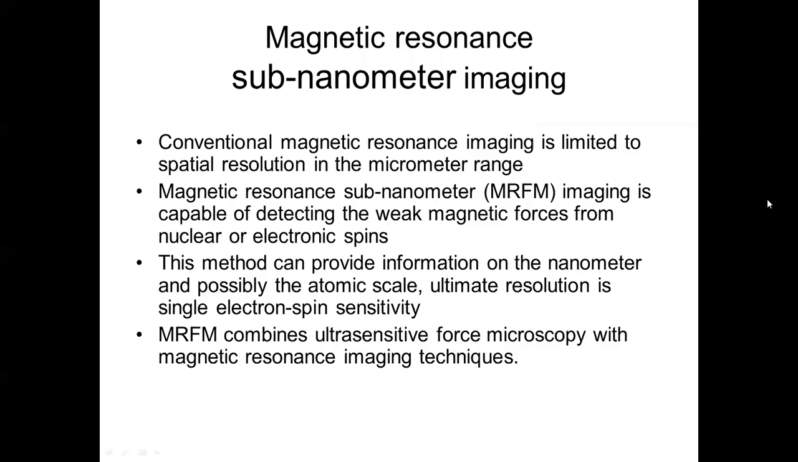So magnetic resonance sub-nanometer imaging tool: conventional magnetic resonance imaging is limited to spatial resolution in the micrometer range. But with magnetic resonance sub-nanometer range, the imaging is capable of detecting weak magnetic forces from nuclear or electronic spins. This method can provide information at the nanometer and possibly the atomic scale. The ultimate resolution is single electron spin sensitivity. So the MRFM combines ultrasensitive force microscopy with magnetic resonance imaging techniques.